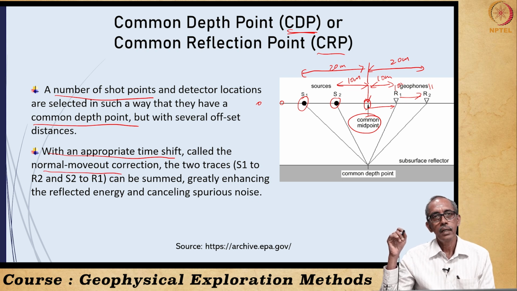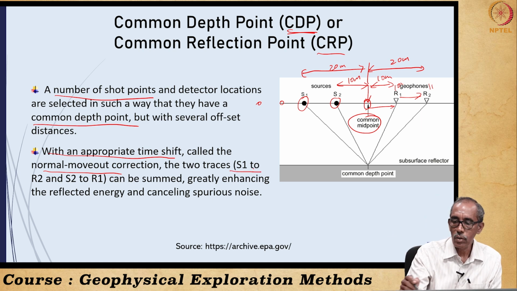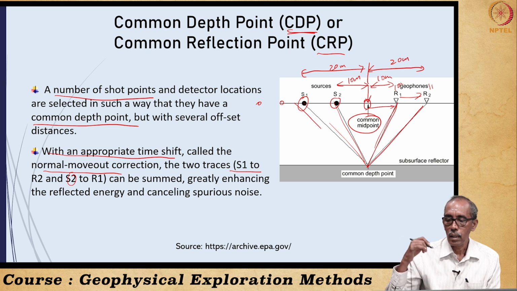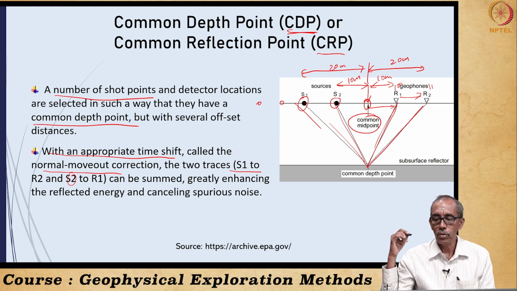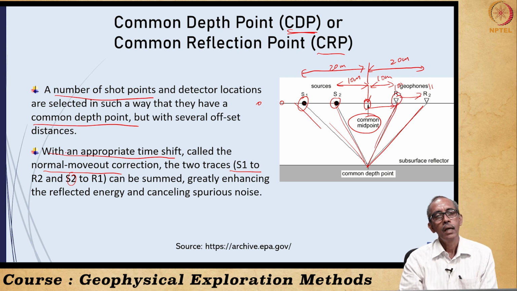We can provide a kind of move out correction to the two traces, S1 to R1 and S2 to R1, S1 to R1 or R2, S2 to R1. That means, I will repeat, with the appropriate time shift, which we call the normal move out correction.